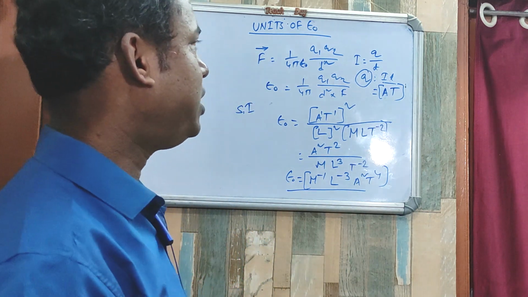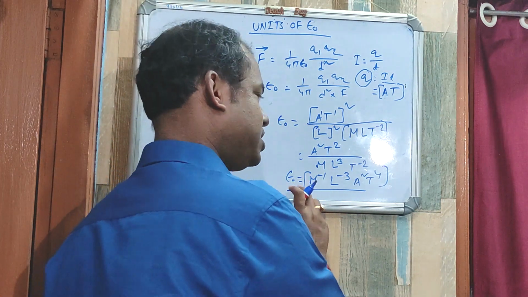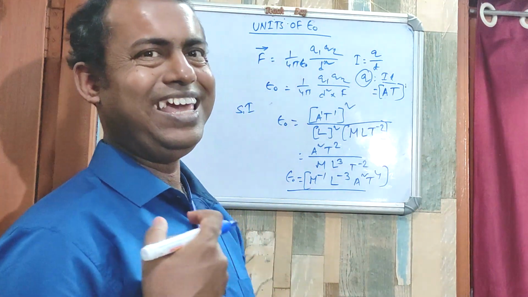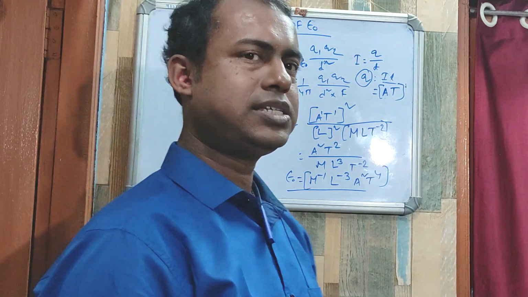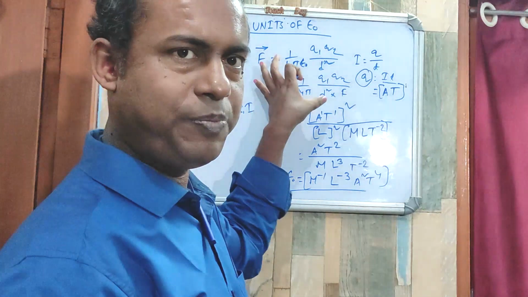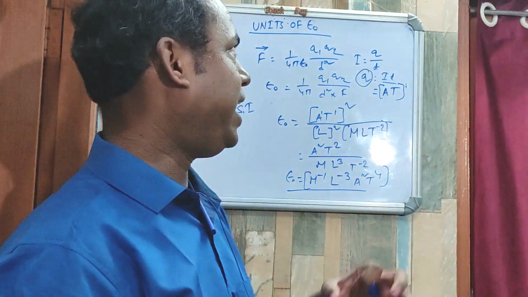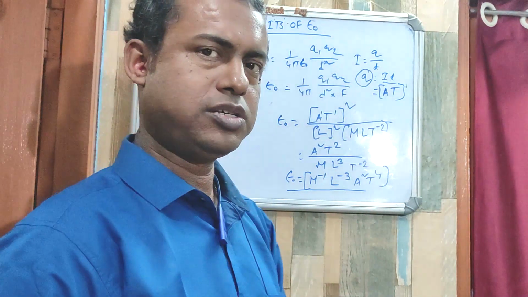So you just remember here the SI unit of epsilon naught and the dimension of epsilon naught. In the next video, we will describe different problems related to Coulomb's law and also describe the electric field, electric potential and the electric charge in detail.